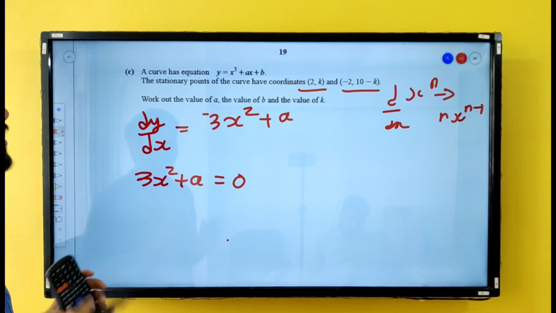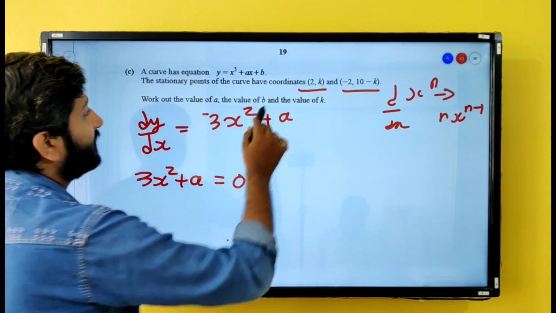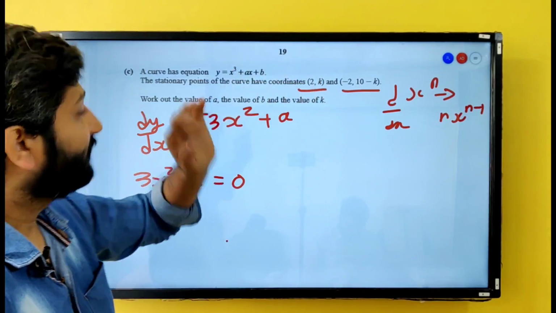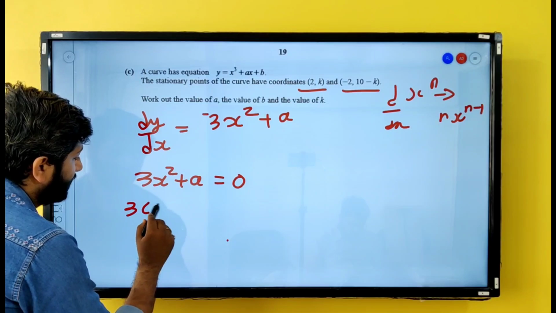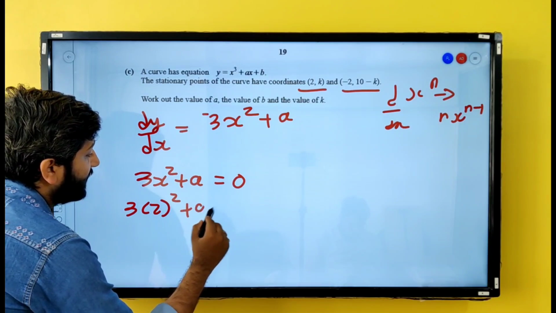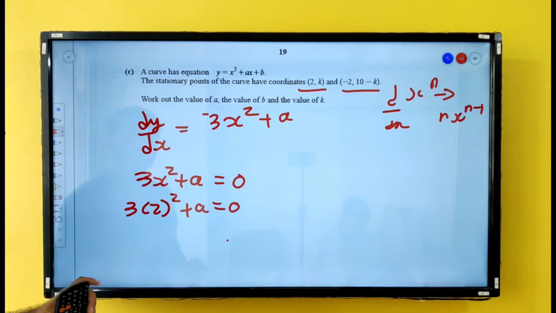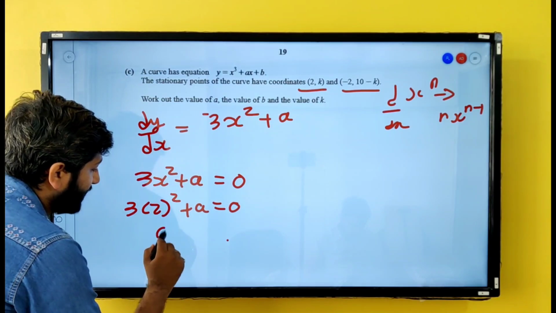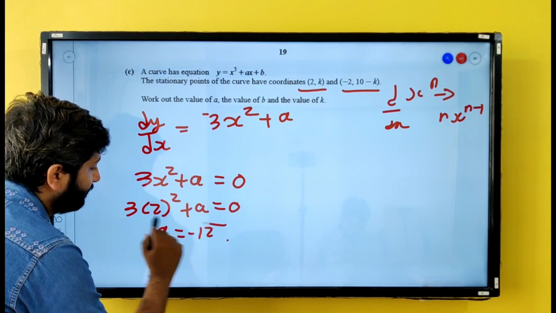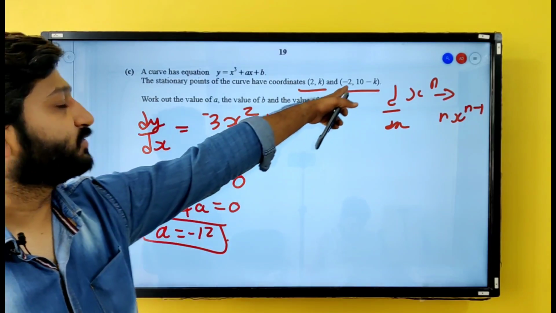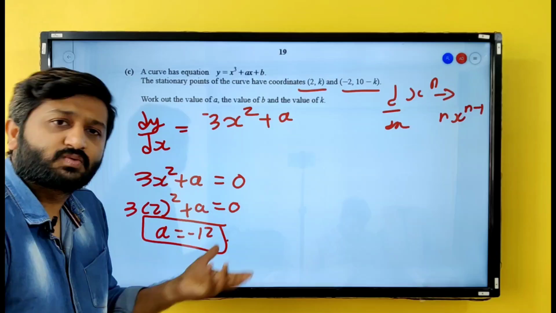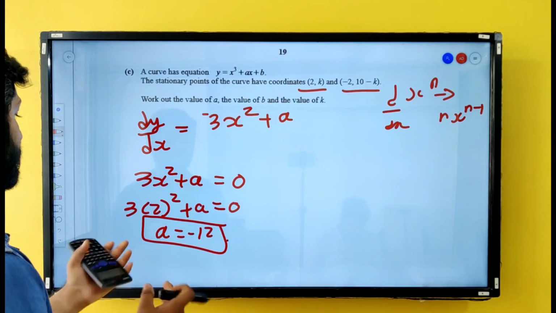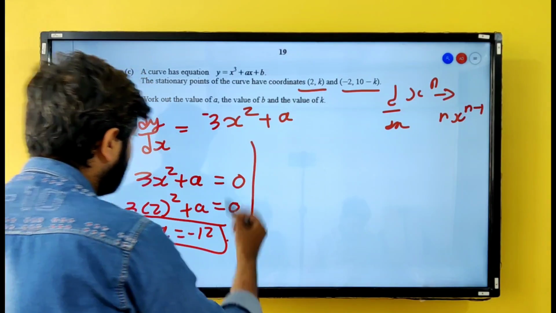We also have the coordinates of the stationary points. We have a stationary point when x is 2, so let me substitute here. 3 into 2 square plus a equals 0. 2 square is 4, 4 3s are 12, so I have a as minus 12. Even if I had substituted minus 2, it would have given the same value, because the square of minus 2 is once again 4. So I have one value, which is a is minus 12.